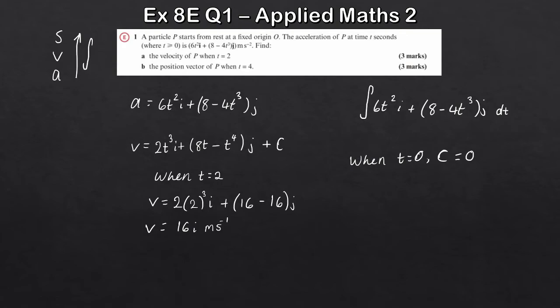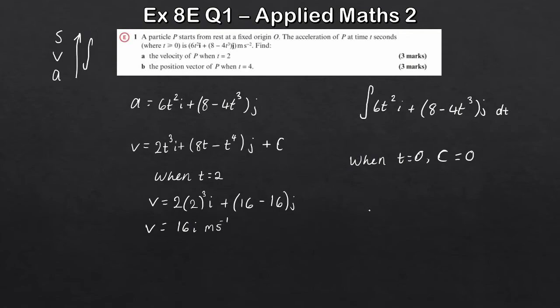So how do we go about this again? Well, same principle. We're now going from v, the velocity, to s. We want to know the position vector of p. And all we'll do then is sub in t equals 4. So if we're going backwards again, we need to integrate.